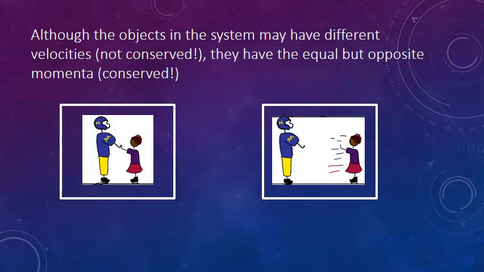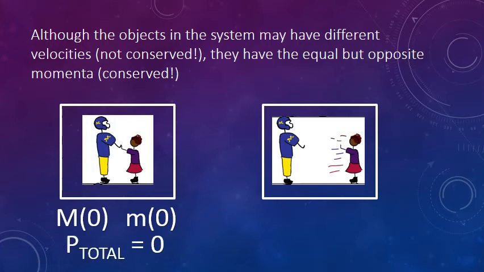because the momenta are conserved. So in the beginning, we have a football player with a large mass times a 0 velocity, and a little girl with a small mass times a 0 velocity. So our total momentum for the system is 0. If you have no velocity, you can't have any momentum. Because these two are in a closed system, at a later point in time, their total momentum should be the same. It should also be 0.